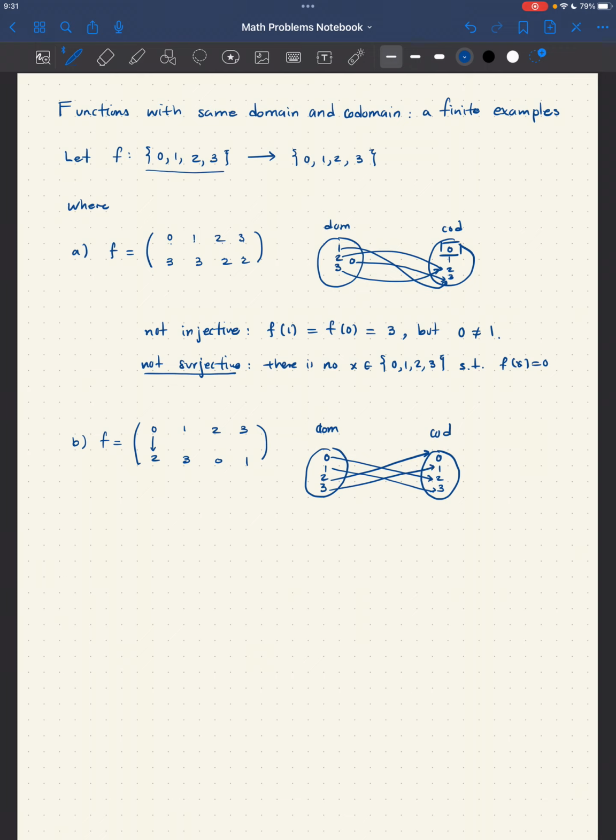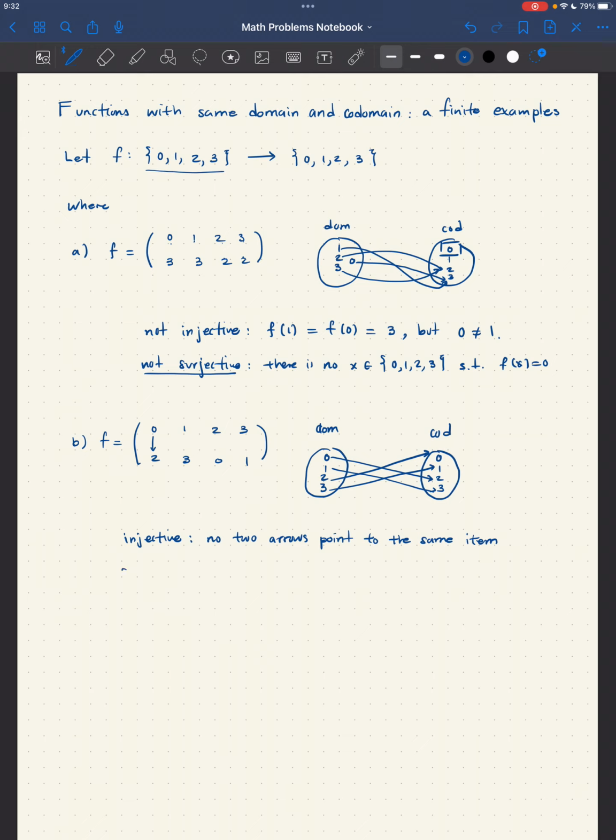Now, what can we say about injectivity and surjectivity of this function? Well, it is injective. And the reasoning is the following. No two arrows point to the same item. In other words, different inputs are associated with different outputs.